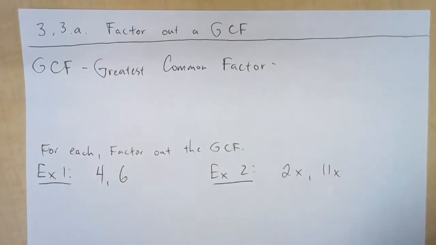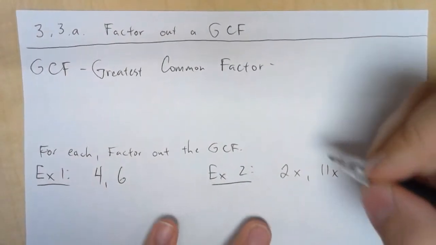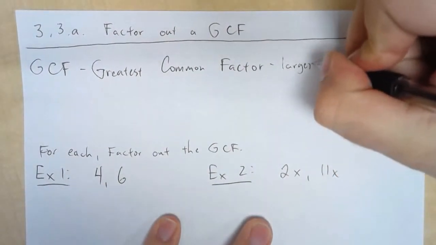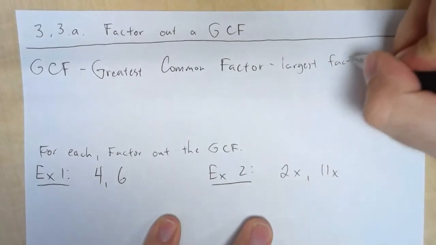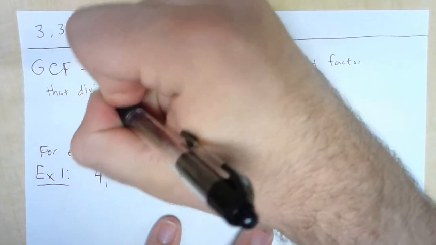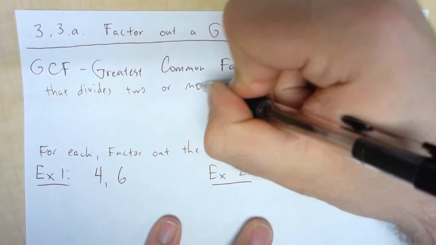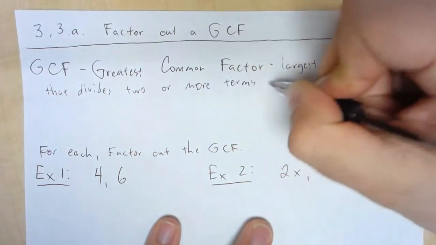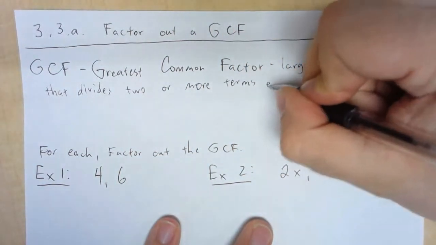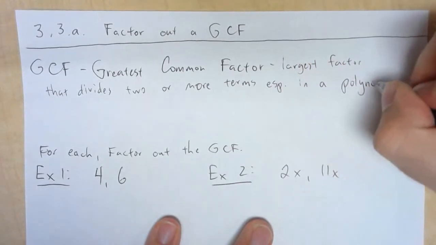Alright folks, today we're working on 3.3a, which is factoring out a GCF. So first we talk about what a GCF is. GCF stands for Greatest Common Factor, GCF. So the greatest common factor is just the greatest factor that divides two or more terms. And for Algebra 2, we're talking about especially in a polynomial.